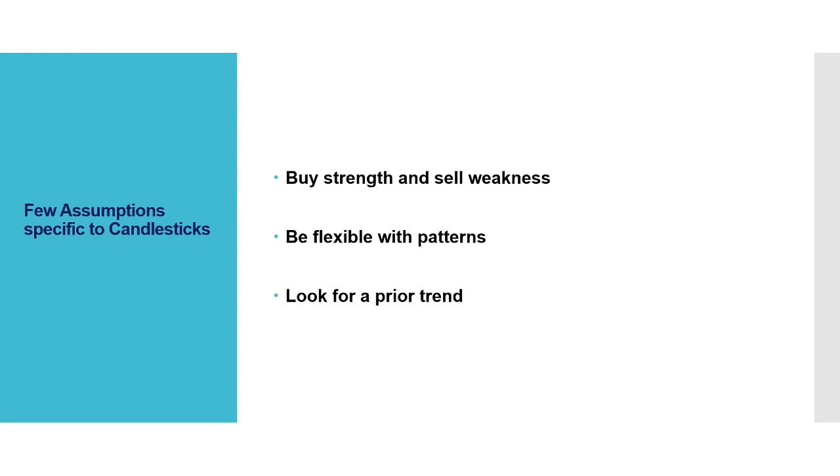First, buy strength and sell weakness. Second, be flexible with patterns. Third, look for a prior trend. Let us discuss these points in detail. Buy strength and sell weakness. Strength is represented by a bullish candle and weakness by a bearish candle. Hence, whenever you are buying, ensure it is a blue candle day, and whenever you are selling, ensure it is a red candle day.